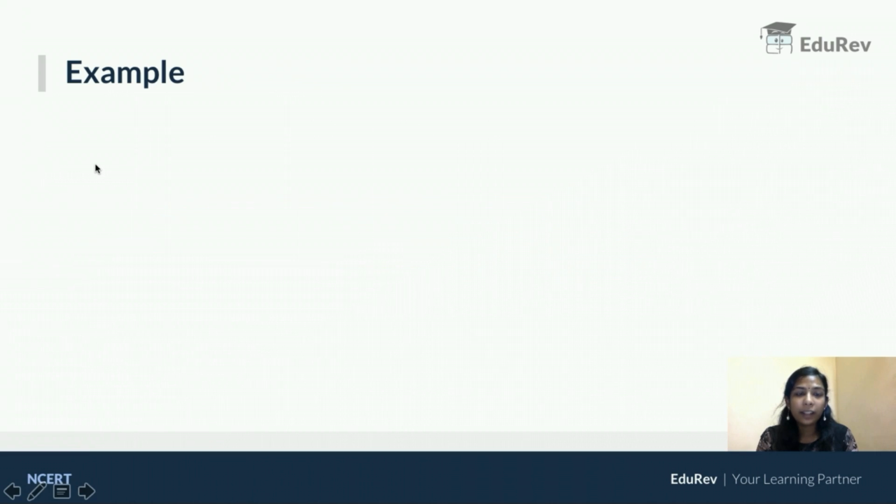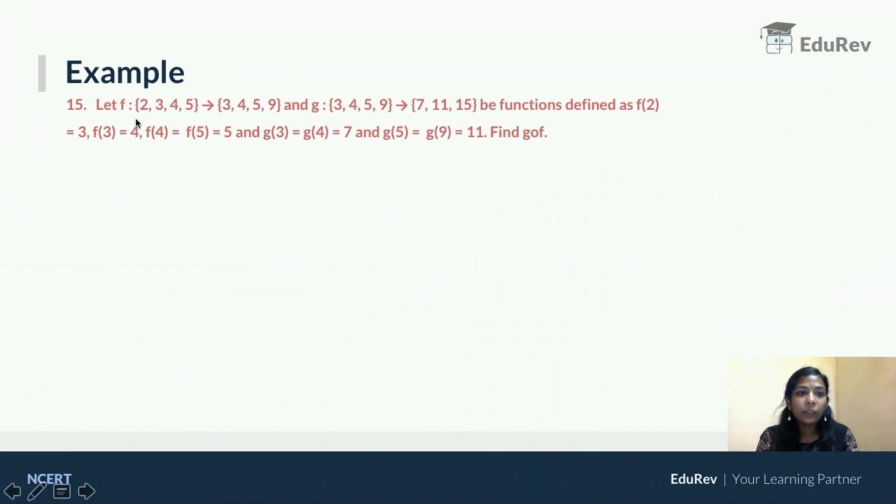Let's try to look at an example. Let f be from the set {2, 3, 4, 5} to the set {3, 4, 5, 9} and g be from the set {3, 4, 5, 9} to the set {7, 11, 15}, be functions defined as f of 2 is equal to 3, f of 3 is equal to 4, f of 4 is equal to f of 5 is equal to 5, and g of 3 is equal to g of 4 is equal to 7, and g of 5 is equal to g of 9 is equal to 11. In this case, find g circle f.